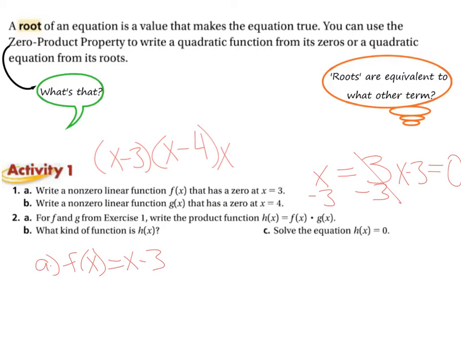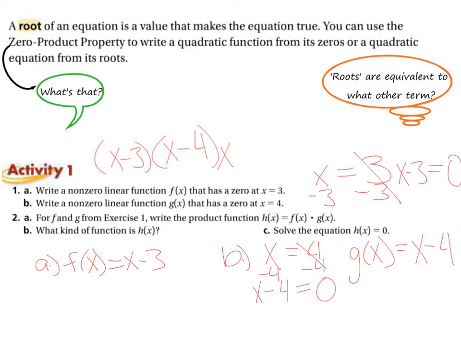Letter B is going to be very similar to that. For B, we have a non-zero g of x that has a 0 at x equals 4. Starting with x equals 4, I'm working backwards here, so I'm subtracting the 4 from both sides. I end up with x minus 4 is equal to 0. So the simplest linear function where we have a 0 at 4 is g of x equals x minus 4.